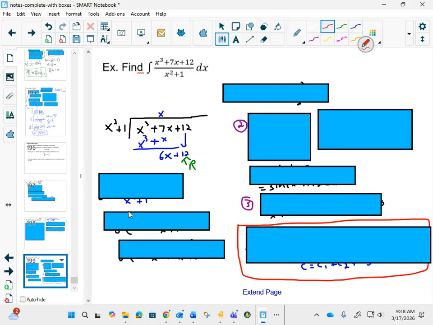In fact, this whole thing is the remainder because now there's nothing, like you have an x squared out in front and you need to get an x, and the x is a lower degree than the x squared. That whole thing is our remainder.